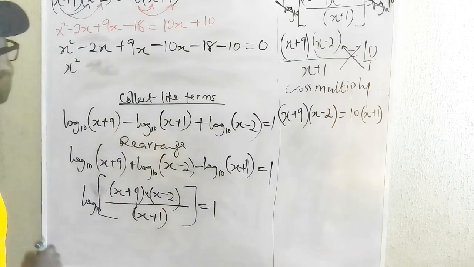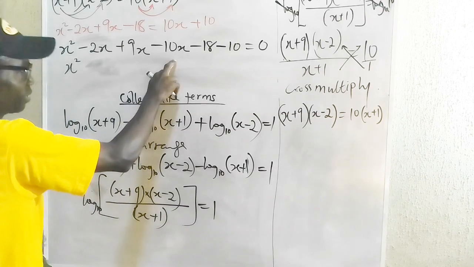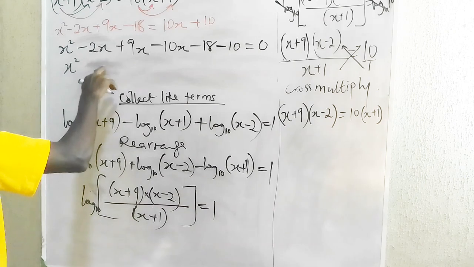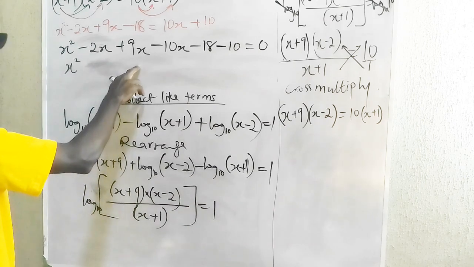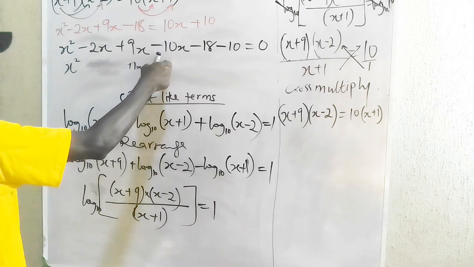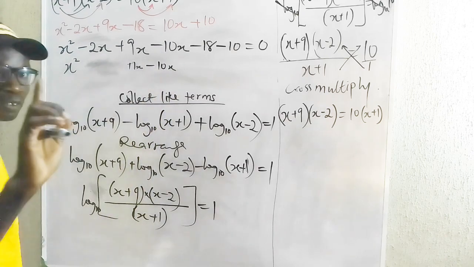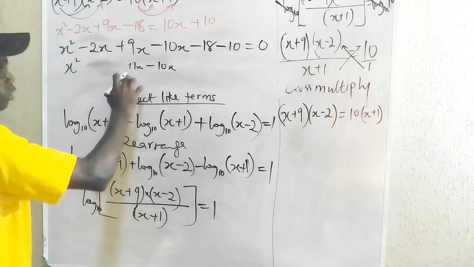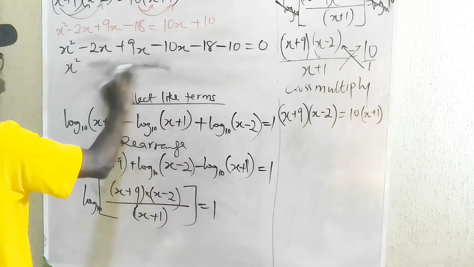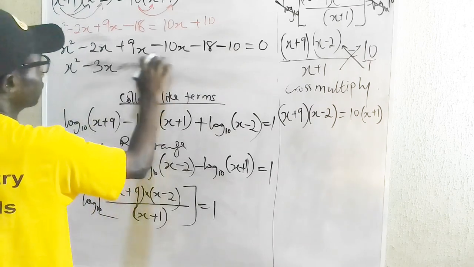So what we have here is minus 2 plus 9 minus 10. Let's go straight now. Minus 2 plus 9 gives us plus 7x minus 10x. 7 minus 10 will give you minus 3, because 7 is not as big as 10, 10 is bigger, so it's going to be minus 3x. So this part is done.